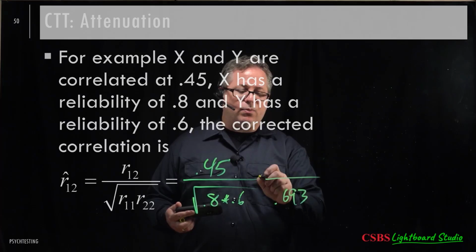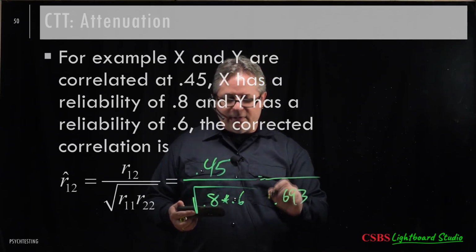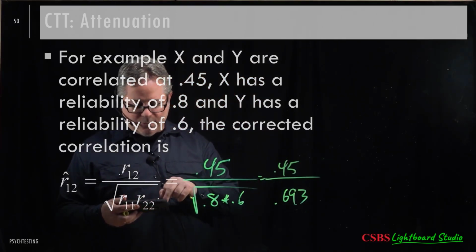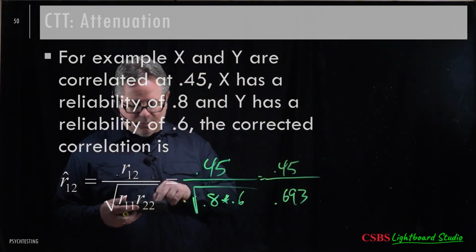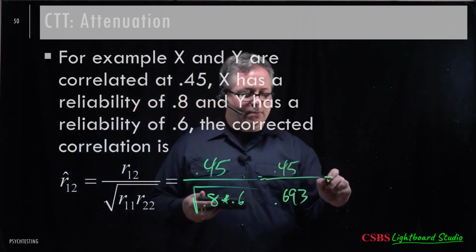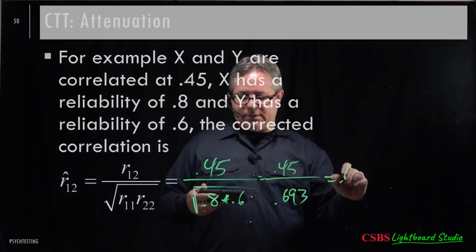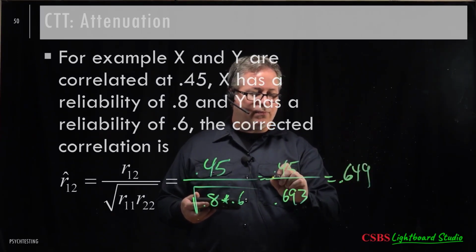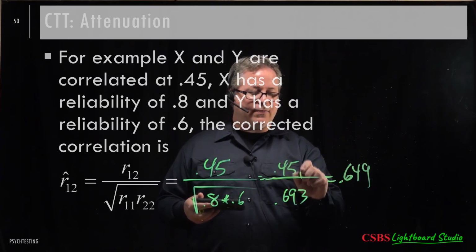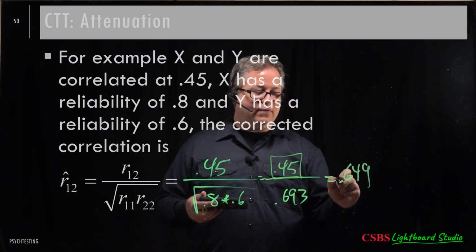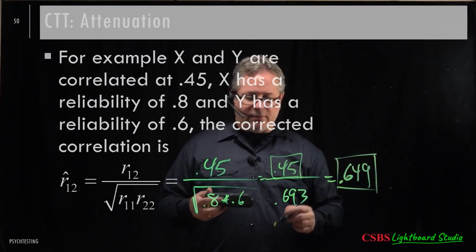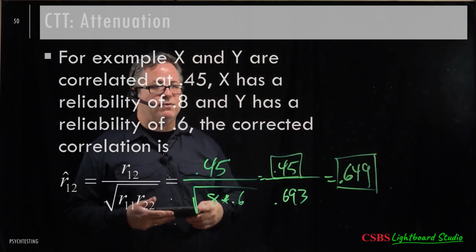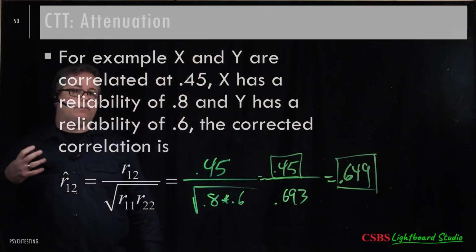So let's look at what the correlation actually is relative to this: 0.45 relative to 0.693. I get that it's actually closer to 0.649 as a correlation, which is a lot larger than 0.45. So 0.45 assumes there's no error. This is now addressing the fact that there is error and giving you an idea of how much they are related despite the error involved in their reliabilities. So that's the correction for attenuation.